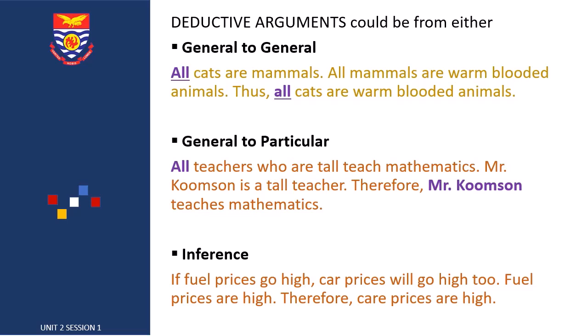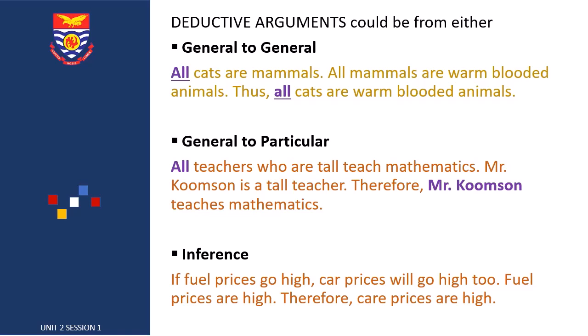So let's consider general to general. The argument reads, all cats are mammals. All mammals are warm-blooded animals. Therefore, all cats are warm-blooded animals. This argument is a general to general kind of argument because it moves from a general proposition which says all, and the conclusion which it ends at also says all cats. So you understand that moving from an all to all makes it general to what? General. And it's a deductive argument because the conclusion is necessarily derived from the premises which have been established.